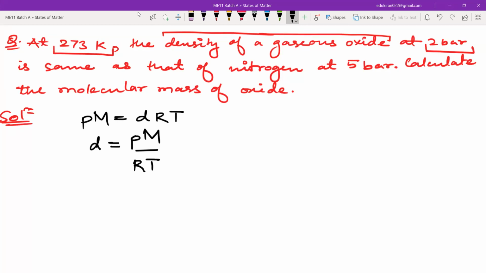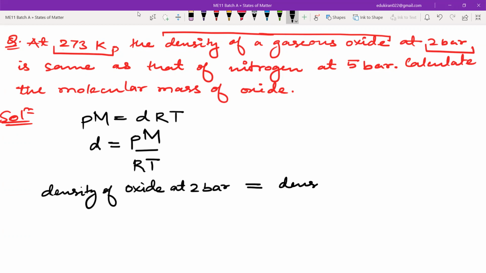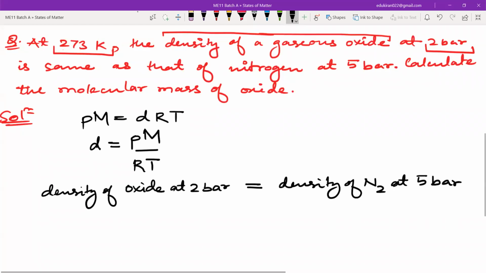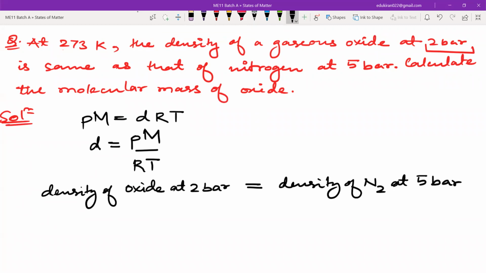Okay. Now, see, the density of oxide at 2 bar is equal to the density of N2 at 5 bar. This is the statement given in the question, yes or no? This is written in English, and we have just converted that into a mathematical equation. Can you identify the statement and the mathematical equation? Can you relate them?